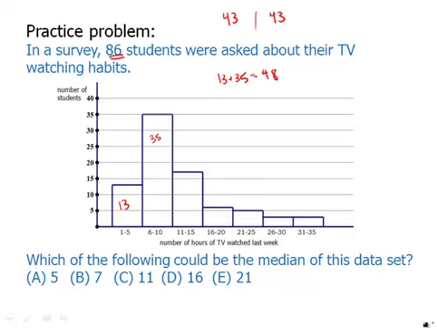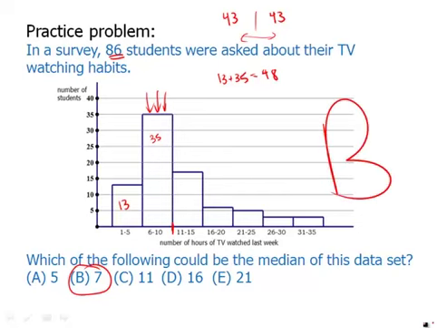And so it means that by the time we get to 10, we're at the 48th person. We've already passed the region between the 43rd and the 44th person. So the median has to be in this particular column here. It has to be in the 6 through 10 range. The only number here in the 6 through 10 range is B, 7.